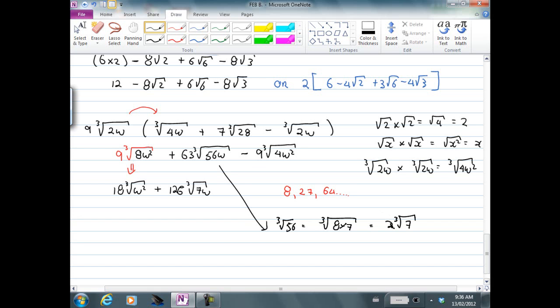And finally, guys, this last piece is just the way it is. Minus 9 cube root 4w squared. High five your friend because there's your final answer. Was it that hard? No, not really. It just takes a bit of skill and a bit of practice.